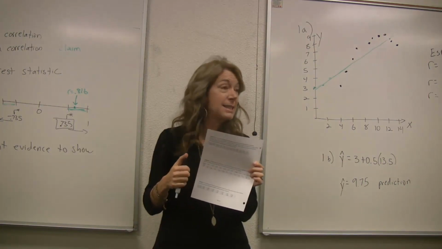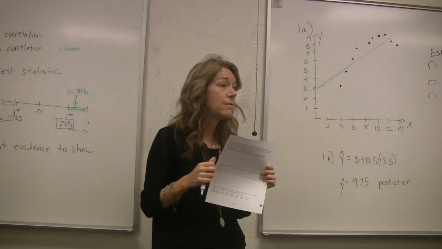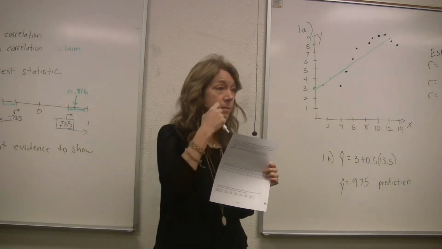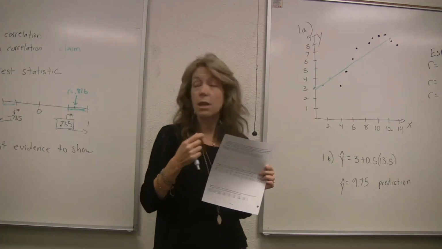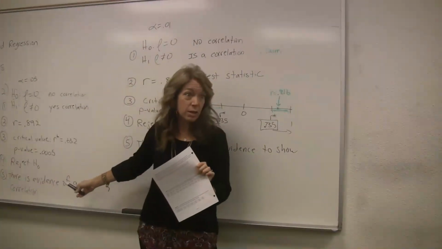We good? Yes? That's the best way to write the answers: the y hat for the line of regression and then the y hat underneath it for the prediction. You don't have to write a sentence or anything. The only sentence that we needed was to talk about whether there was or wasn't a correlation.